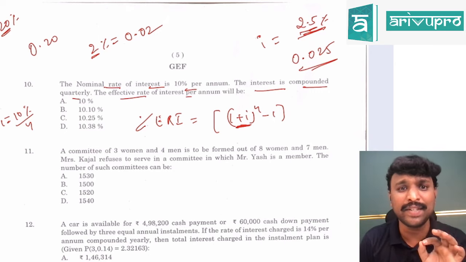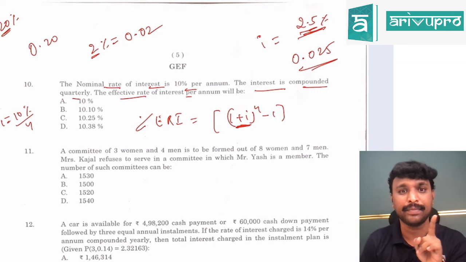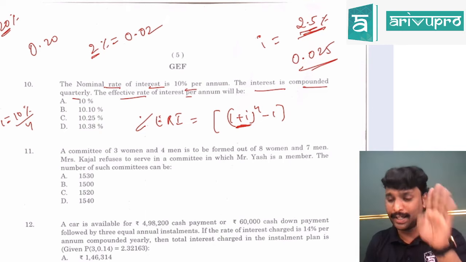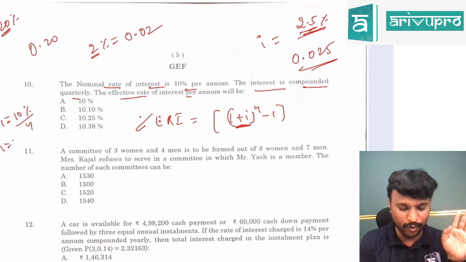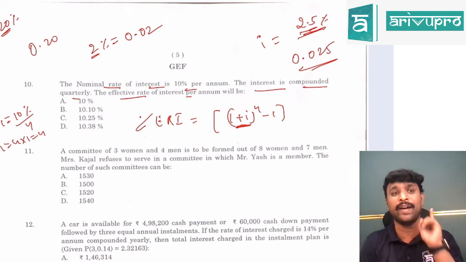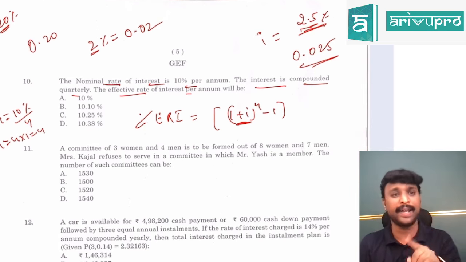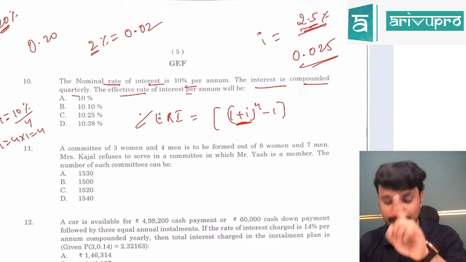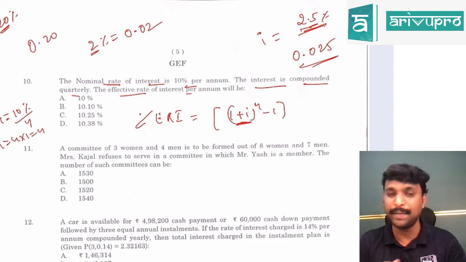Guys, for how many months is it invested? It is 1 year, right? It's 1 year and it's quarterly compounding. So n will be 4 into 1, which is equal to 4. Why 1? Because the number of years for effective rate of interest is always taken as 1. So n is equal to 4. So type 1.025 and raise it to the power 4.